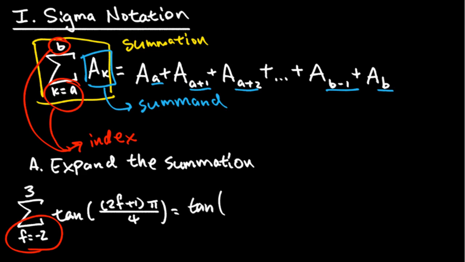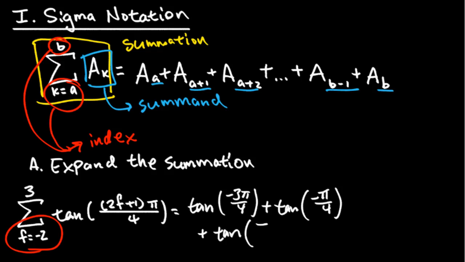So it's going to be tangent of, so the K starts at -2. So that'll be 2 times -2, which is -4, plus 1, which is going to be -3, and then pi over 4. And then tangent of, that's going to be -1. So 2 times -1 is -2, plus 1 is -1. So -pi over 4. And you can probably start to see the pattern that's going on here now. Just adding 2 to the coefficient of pi. So next we have tangent of pi over 4 plus tangent of 3 pi over 4.